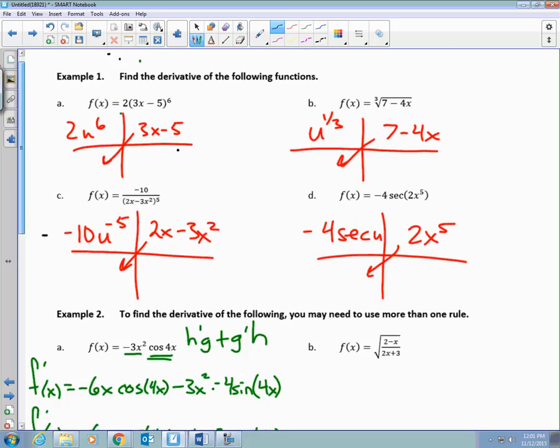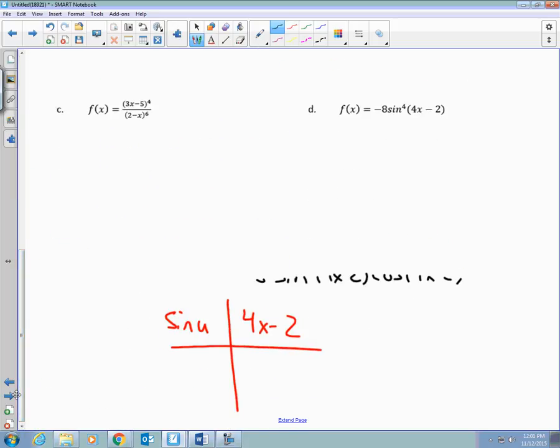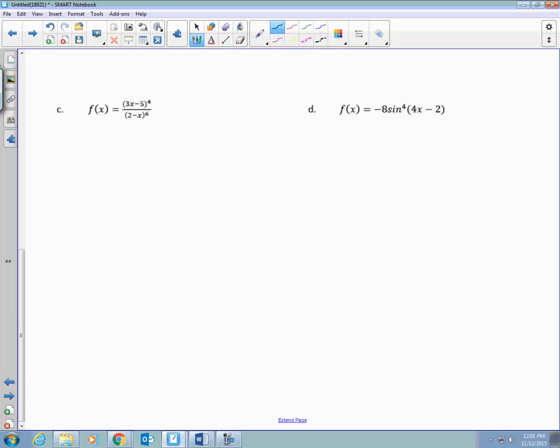Here we are. Okay, let's look at problem D here. What do you think? Do you see the product rule? No, there's no product rule. See the quotient rule. But it is the chain rule, and it's the chain rule twice.